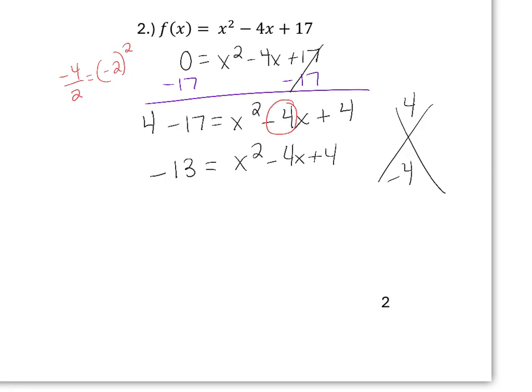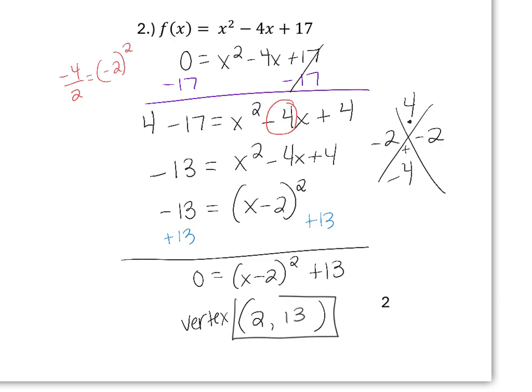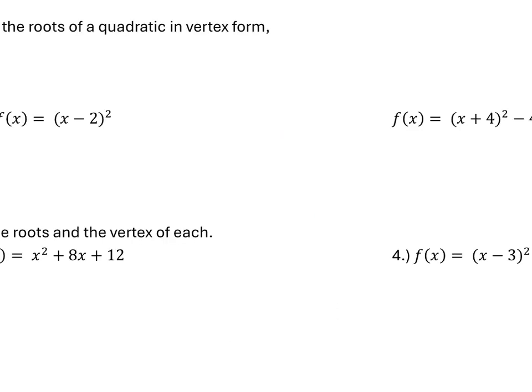4, negative 4. What are my two factors? Negative 2, negative 2. They have to multiply to 4 and add to negative 4. Then I'll rewrite this in factored form, x minus 2 squared. And the last step, I will bring over the 13 so that I can see my vertex form very clearly. So here's my vertex form. Where's my vertex? Plus 2, plus 13.